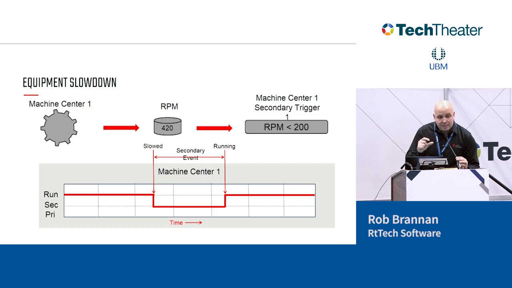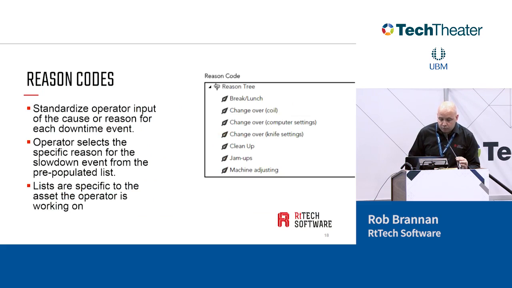We've got that information to the second, and then similarly to the availability loss we had before, we'll provide a reason tree code for the operators to use, and then they can give us a reason why they slowed the machine down.